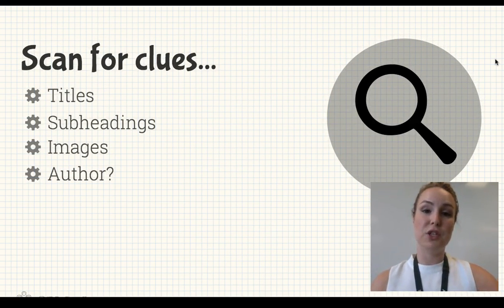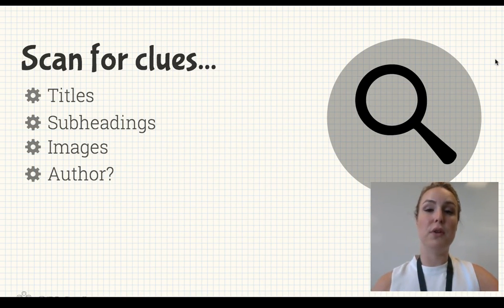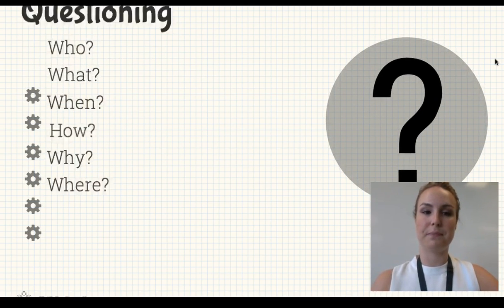So the first thing you should do when you look at a text after assessing for usefulness is to scan for clues. Have a look at the title and the subheadings and the images. Do they give you clues about what the text might tell you, about maybe what kind of bias might be involved, or I guess what kind of take they have on that particular issue? You should also be looking at the author for clues.